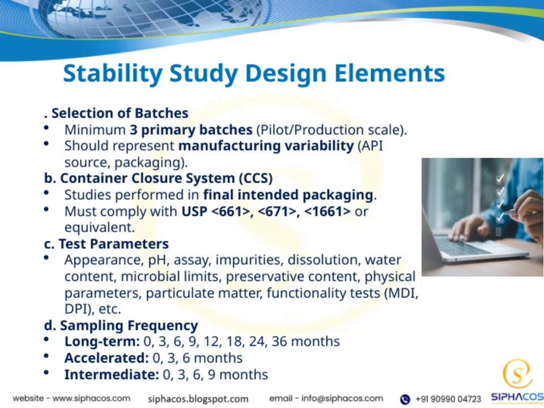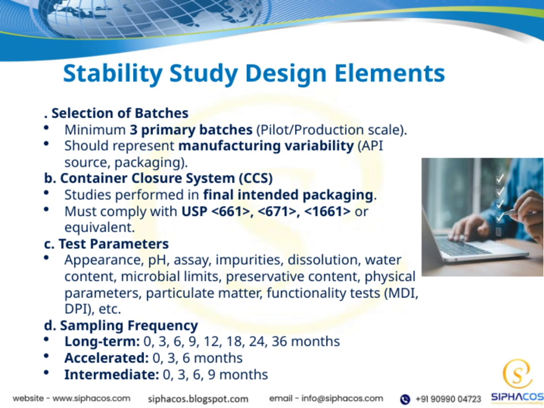Let's talk about the selection of batches first. It's important to choose at least 3 primary batches, which can be either pilot or production scale. These batches should reflect the manufacturing variability, so that includes factors like different API sources and packaging types. This helps ensure our stability data is representative of what will actually be used in the market.